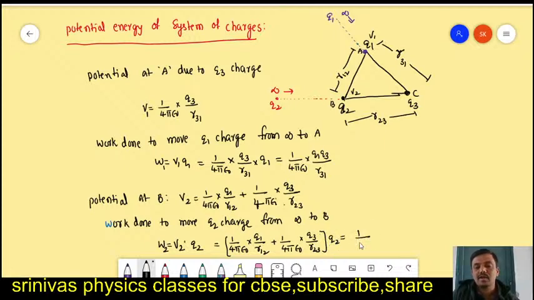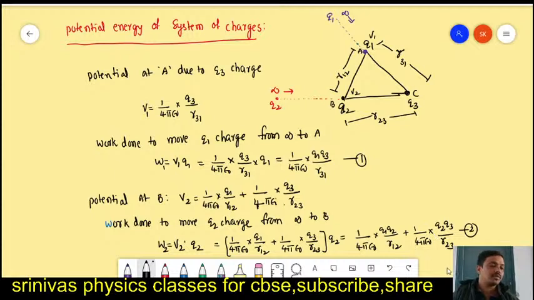Then finally we are getting the formula 1 by 4 pi epsilon naught into Q1 Q2 by R12 plus 1 by 4 pi epsilon naught into Q2 Q3 by R23. Just you have to multiply with Q2 here. Here we got the W1 work. Here we got the W2 work.